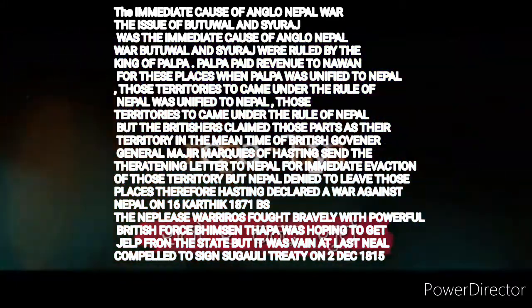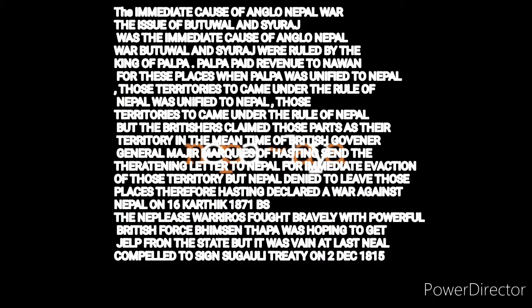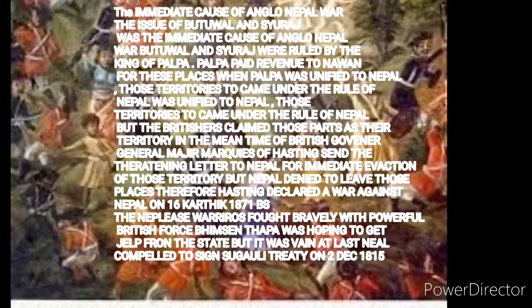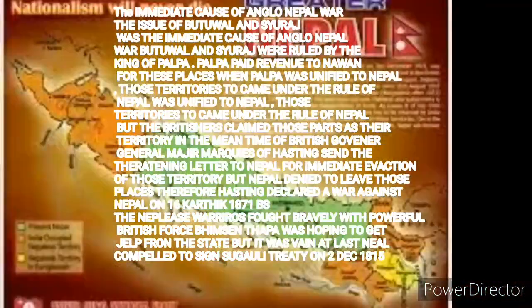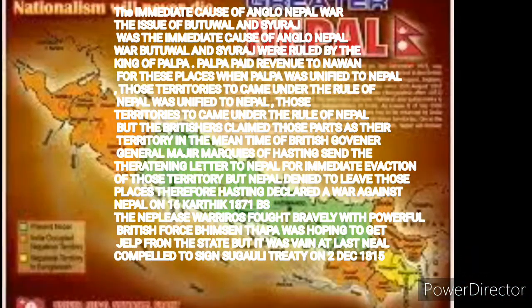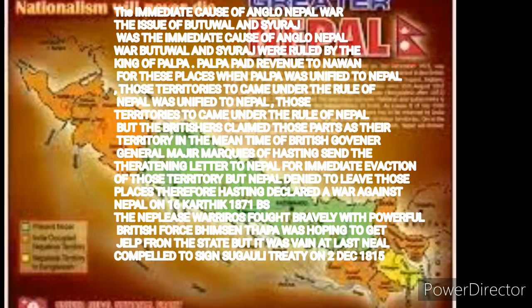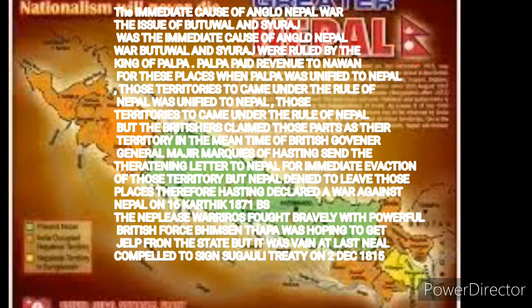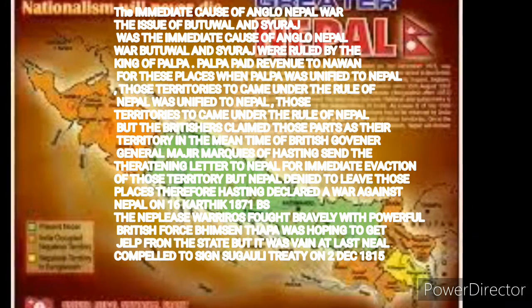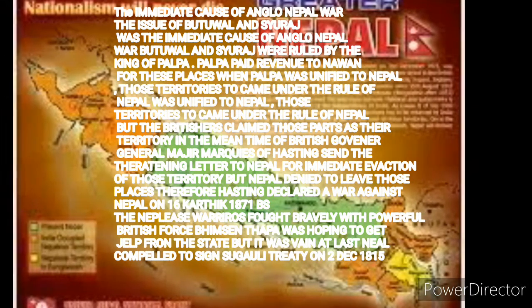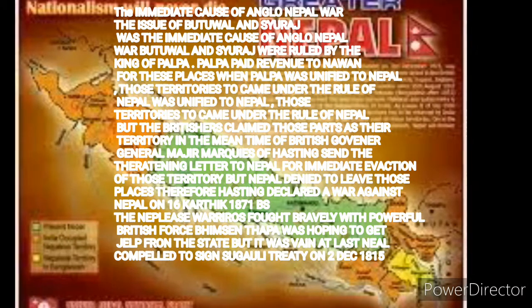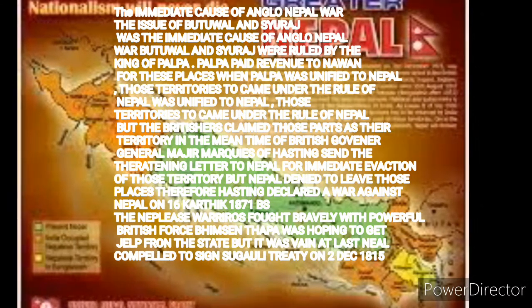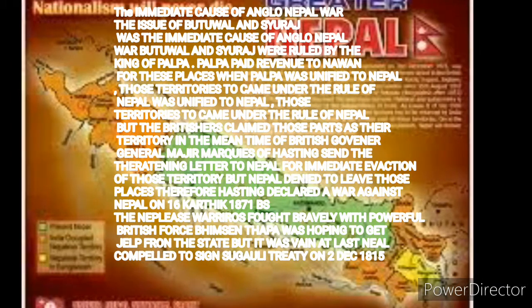But the British claimed those parts as their territory. In the meantime, the British Governor-General, the Marquis of Hastings, sent a threatening letter to Nepal for immediate evacuation of those territories, but Nepal refused to leave those places. Therefore Hastings declared war against Nepal on 16 Kartik 1871 BS.